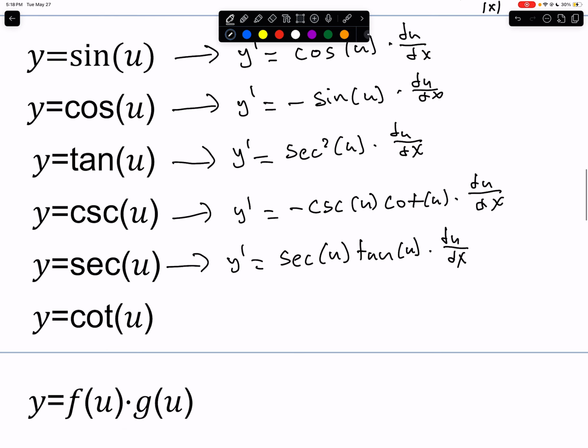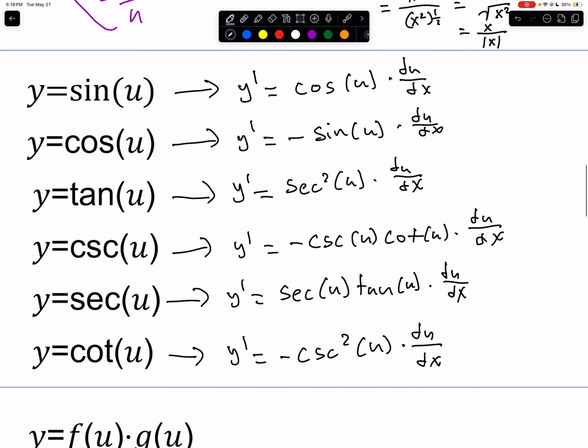And then here, y prime is just negative cosecant squared of u times du dx. Another good piece of advice is the co-derivatives: cosine, cosecant, cotangent. These all are the negative derivatives, so that's another good way of remembering these.